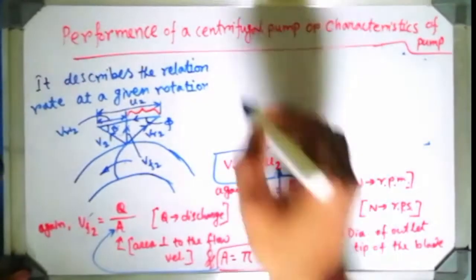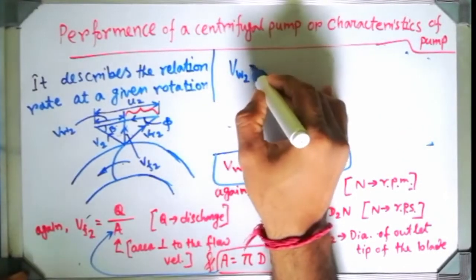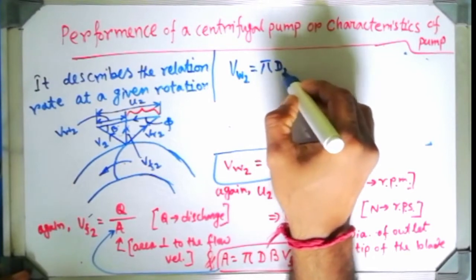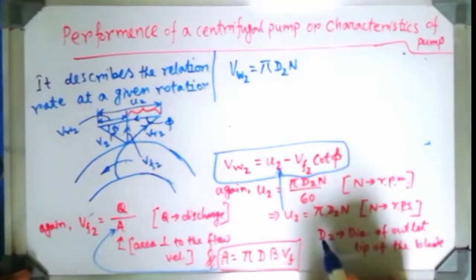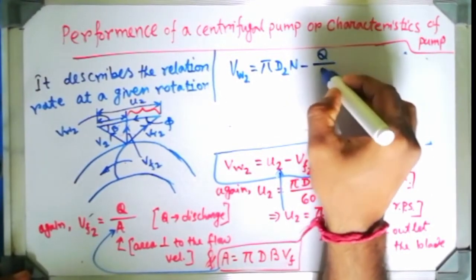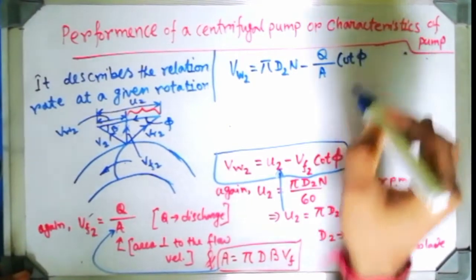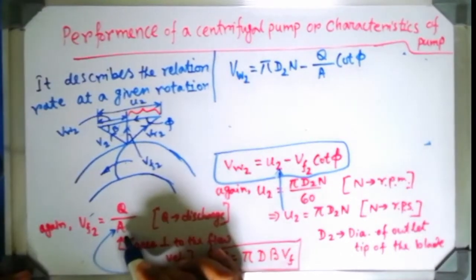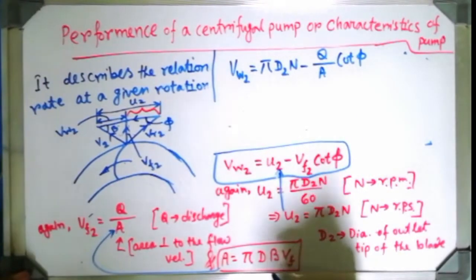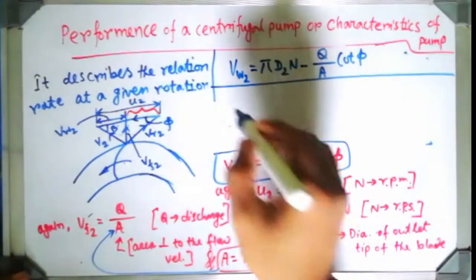Okay, so after making all those adjustments, I can write like this: vw2 can be written as pi d2n, that means u2 is replaced by this, minus q by a cot of phi, because vf2 is replaced by q by a. Now that a will be replaced by this expression. So from here, now go with that.